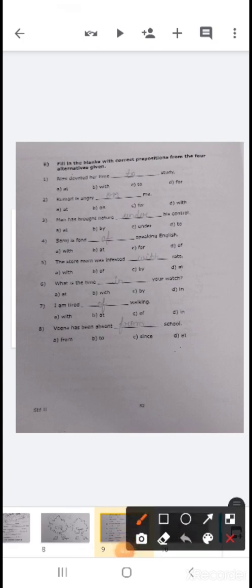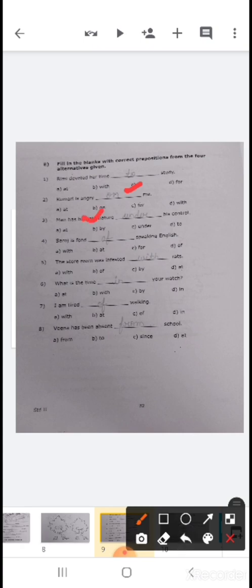First is Rimi devoted her time dash studies. So at, with, to, 4. Here is 2. Rimi devoted her time to studies. C1. Second is Kumari is angry dash me. Kumari is angry on me. B1.